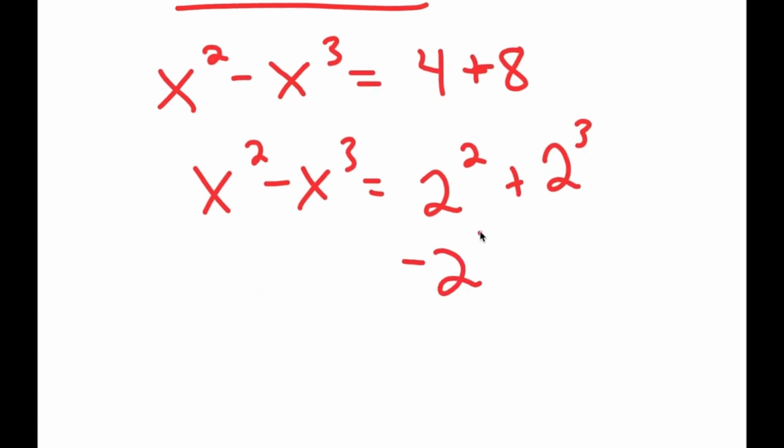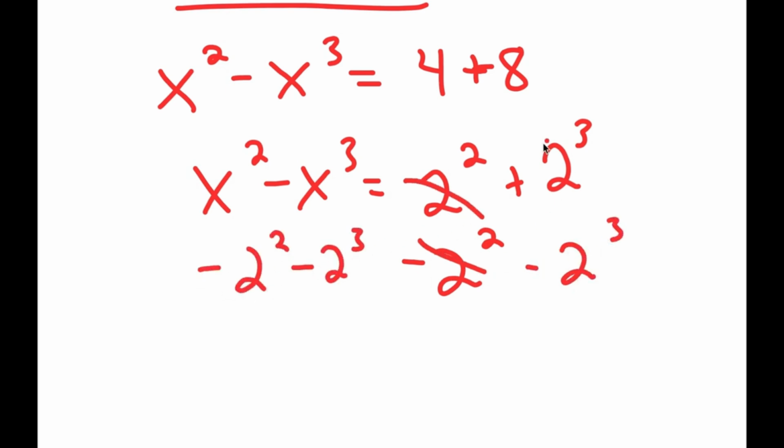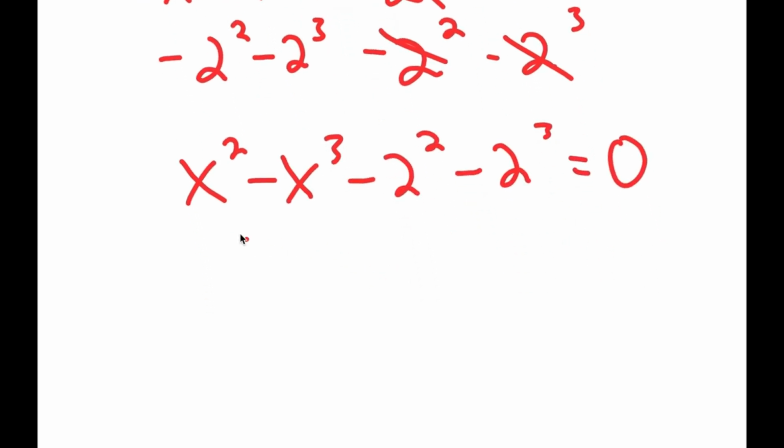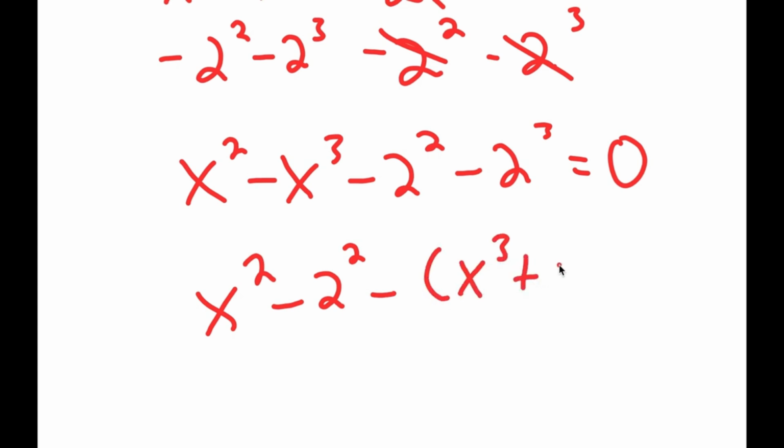Now I'm going to subtract 2 squared on both sides and 2 to the power of 3 on both sides. So then these two cancel out, and I get x squared minus x to the power of 3 minus 2 squared minus 2 to the power of 3 is equal to 0. Now I'm going to group all the powers of 3's and the powers of 2's together. So I get x squared minus 2 squared minus x to the power of 3 plus 2 to the power of 3 is equal to 0.